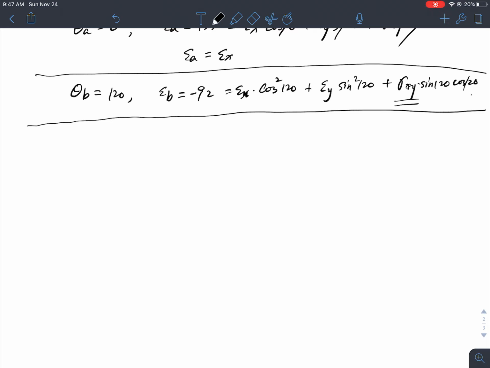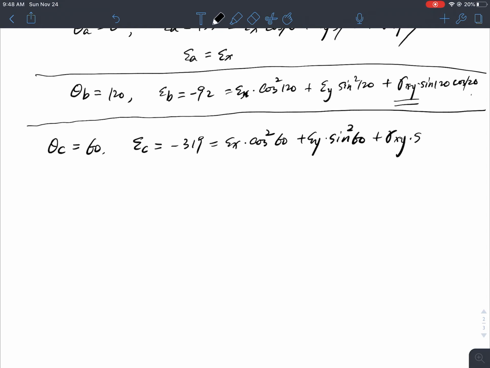Now, when I come down to theta C, where theta C equal to 60 degrees. All right. Now the third equation will read as epsilon C equal to minus 319 microstrain equal to epsilon x cosine theta C, which is 60 degrees, so cosine 60 degrees squared, plus epsilon y sine 60 degrees squared, plus gamma xy sine 60 and cosine 60. And that is for my theta C, right? That's for my theta C.